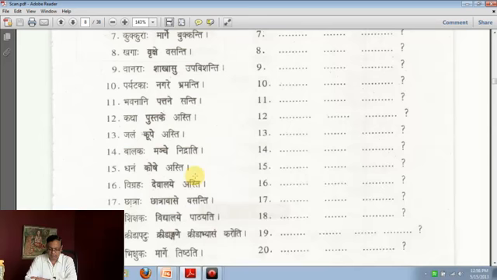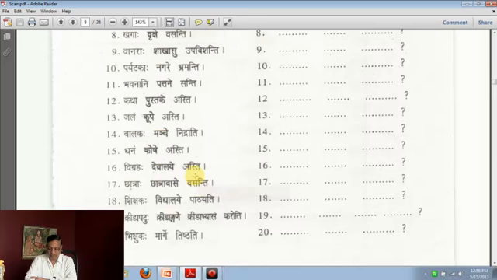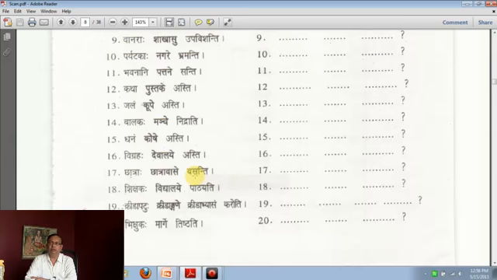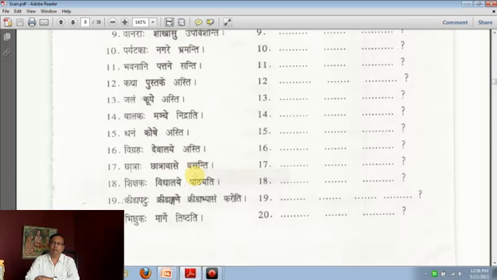Vigraha devalaye asti. The idol is in the temple. Where is the idol? Vigraha kutra asti. Chhatraha chhatravase vasanti. Students live in the boarding room. Chhatravasa means hostel. Students live in the hostel. Chhatraha kutra vasanti? Where do these students live?